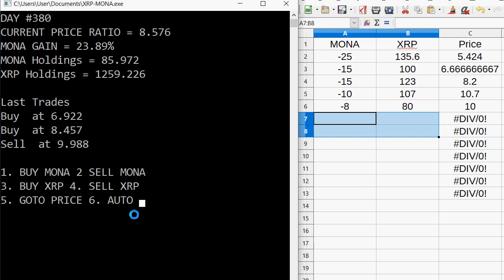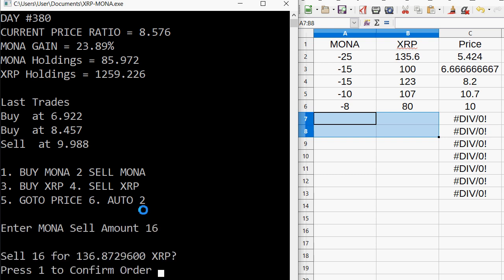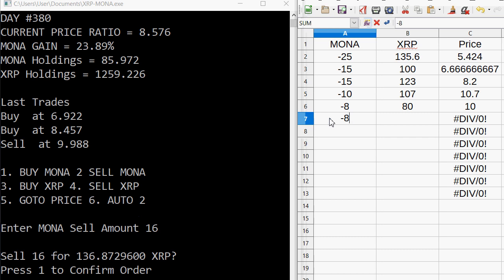MONA gaining 24%, owning 85. So let's put in 2 orders of 8 in. I could even sell more than 16, but I'm going to write it in again this way. And let's do 60, which would leave like 77 that way.